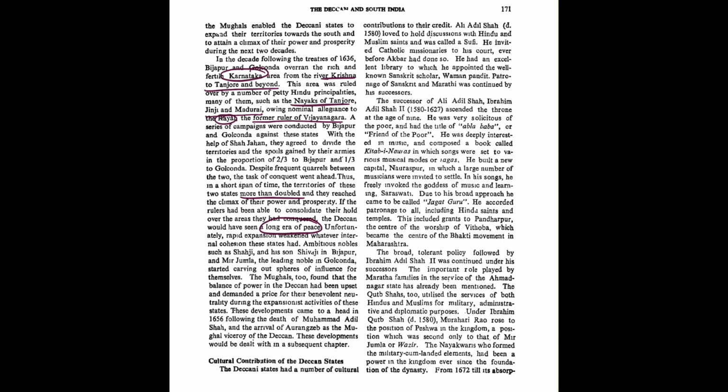Unfortunately, the rapid expansion weakened whatever internal cohesion these states had. Ambitious nobles such as Shahji and his son Shivaji in Bijapur and Mir Jumla, the leading noble in Golconda, started carving out spheres of influence for themselves. The Mughals too found that the balance of power in the Deccan had been upset and demanded a price for their benevolent neutrality during the expansionist activities of the states. The developments came to a head in 1656 following the death of Muhammad Ali Shah and the arrival of Aurangzeb as the Mughal viceroy of the Deccan.